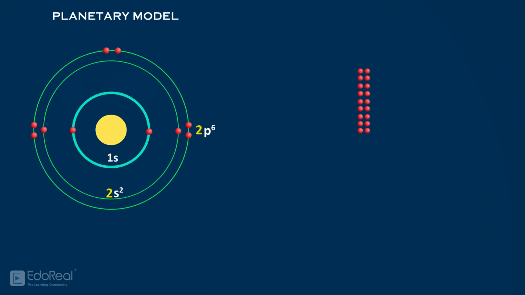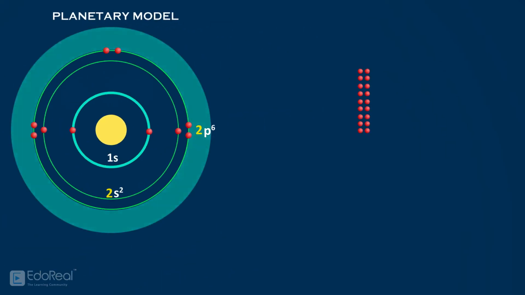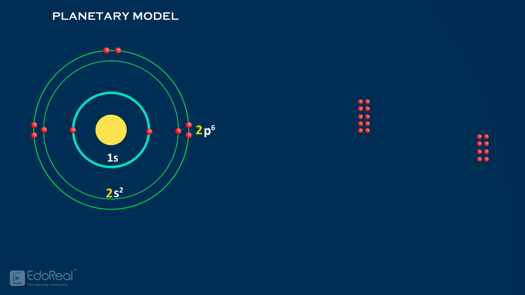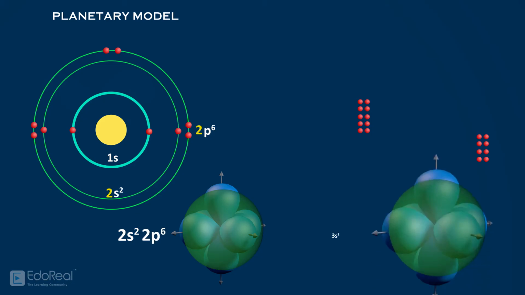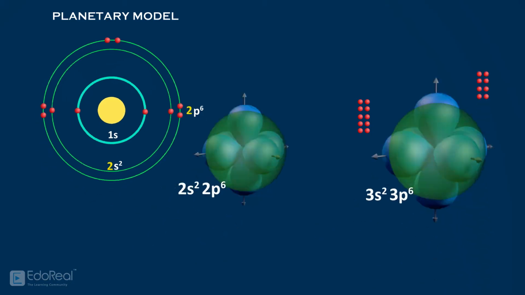The next 18 electrons cover a huge space, but the first 8 electrons take the similar shape of 2s2, 2p6, and are represented as 3s2, 3p6.